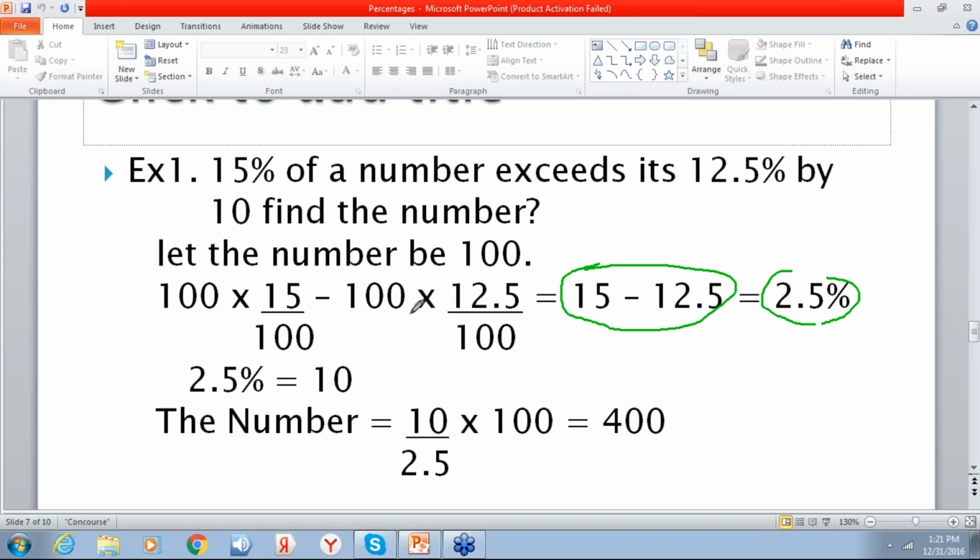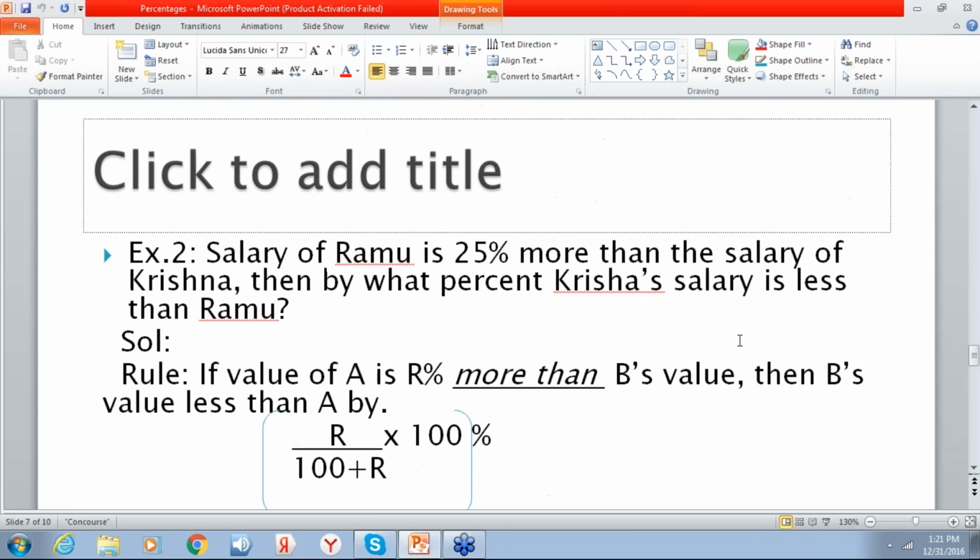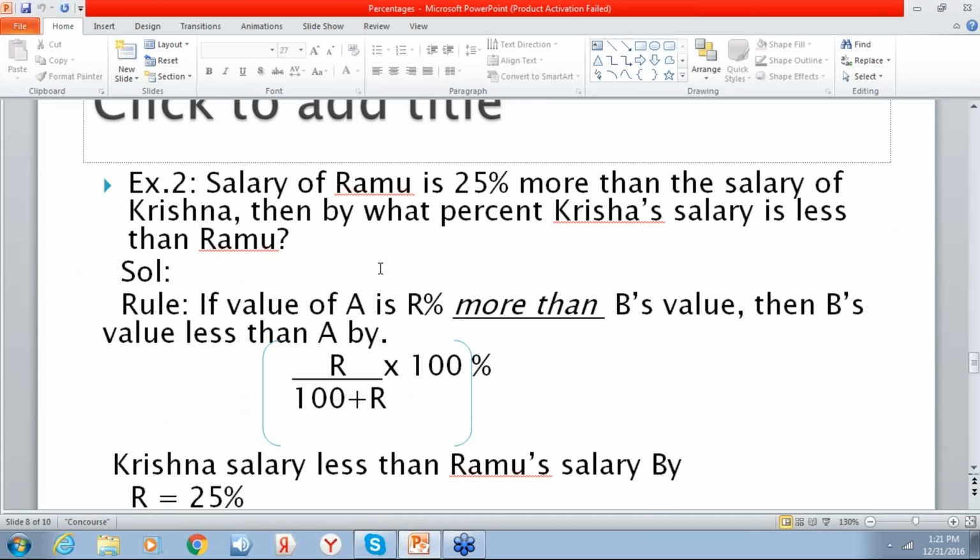Here we have to find the value of the whole number. Here 2.5% of that number is equal to 10. The number is 10 divided by 2.5, which gives you 4. 4 into 100 is 400. So the value of the number is 400. Right. This is a very important question in percentage.